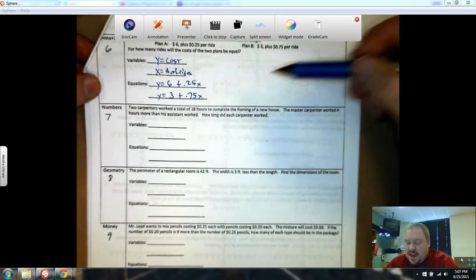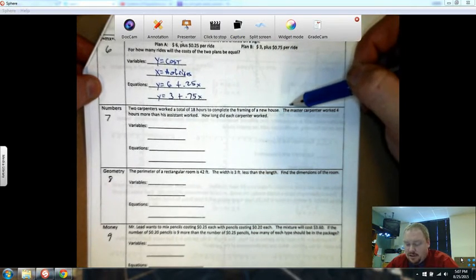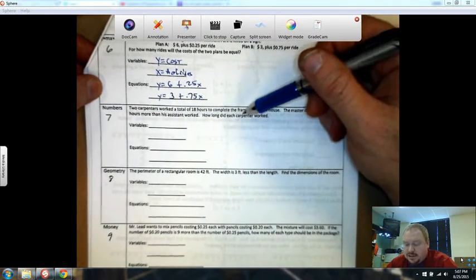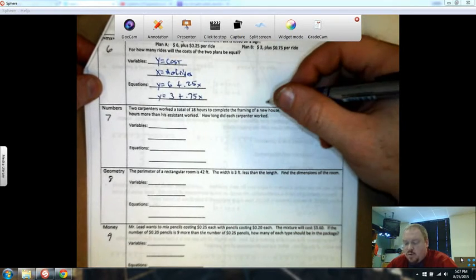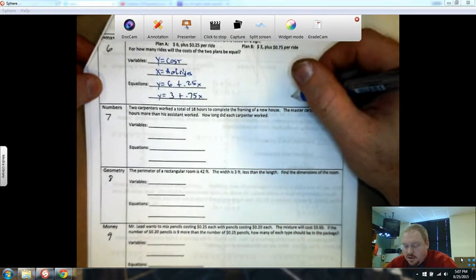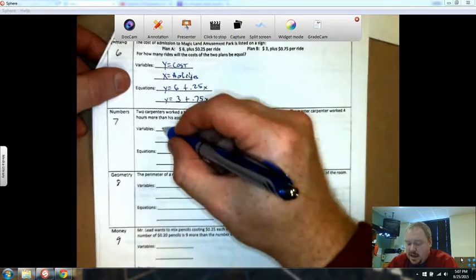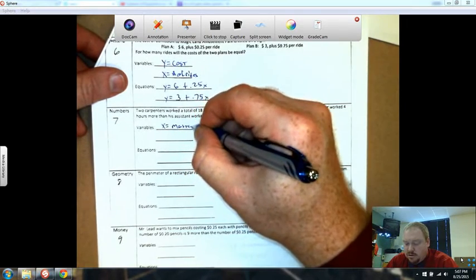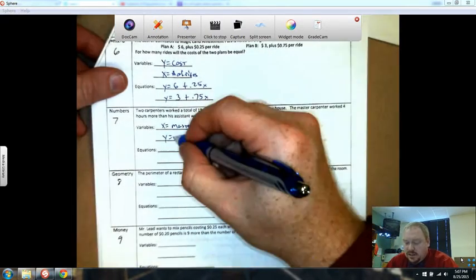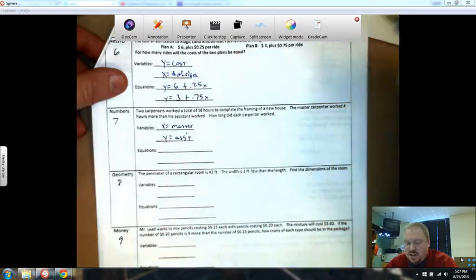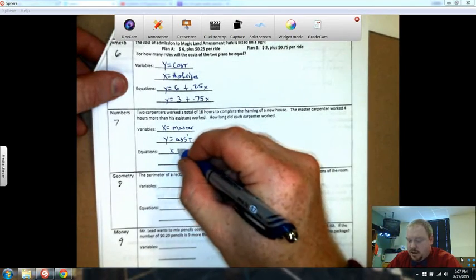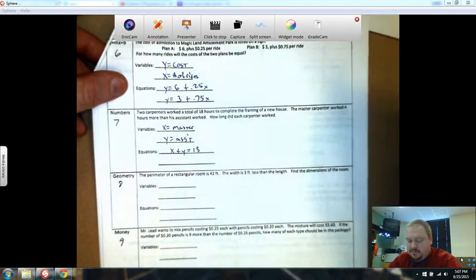Okay, number 7, 2 carpenters worked a total of 18 hours to complete the framing of a new house. The master carpenter worked 4 hours more than his assistant worked. How long did each carpenter work? Okay, so I'm going to say that X is the master, Y equals the assistant, and I'm just going to abbreviate that. Together they worked 18 hours. Okay, so X plus Y equals 18, because that's together.